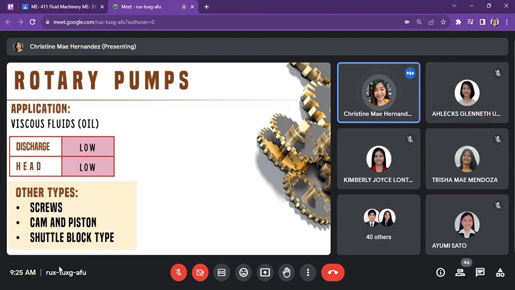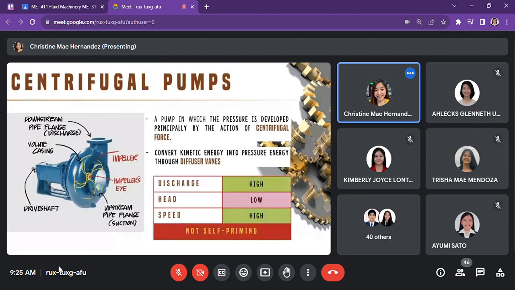So, for centrifugal pump naman, so a pump in which pressure is produced by centrifugal force. So, it converts kinetic energy into pressure energy through diffuser vanes. So, si centrifugal pump is one of the example or the type of dynamic or kinetic pump. So, pag sinabing dynamic ulit, impellers pass on velocity from the motor to the liquid, which moves the fluid to the discharge port. So, it produces flow by creating pressure.